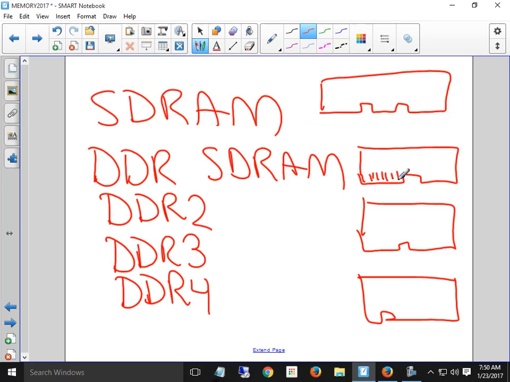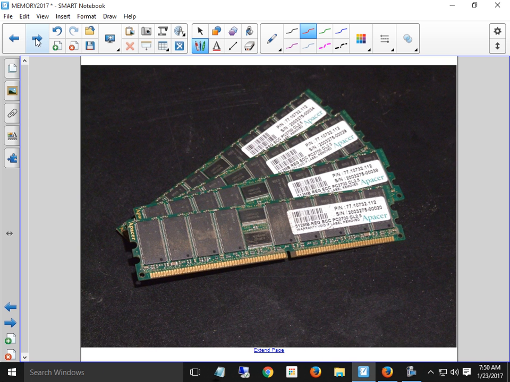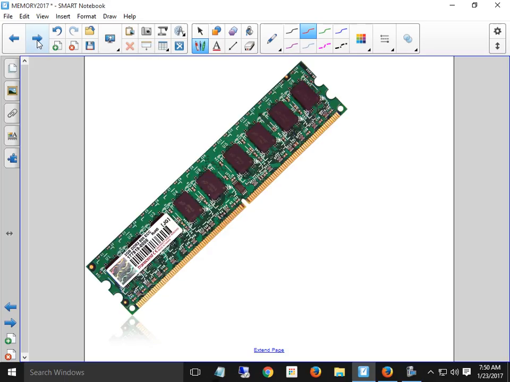Okay. And then they also have other nomenclature. It'll say PC2 in a number, or PC3 in a number, or PC4 in a number. And that number corresponds to its speed, but the 4 still corresponds to the generation of RAM that you're looking at. So this is original SDRAM, and then we evolved to the single notch one, which was DDR SDRAM, and then the notch moved a little bit. We got DDR2, and then the notch moved a little bit more.